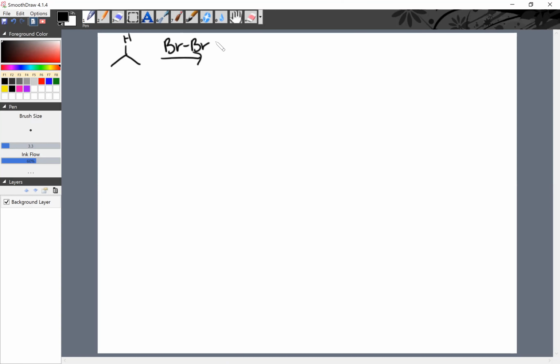And in this case, secondary is the best we can do. And so initiation, hydrogen extraction, and we're going to end up with that one with another bromine radical. And the termination step.